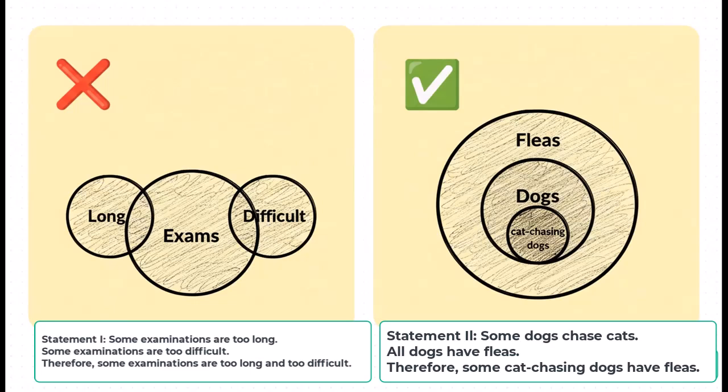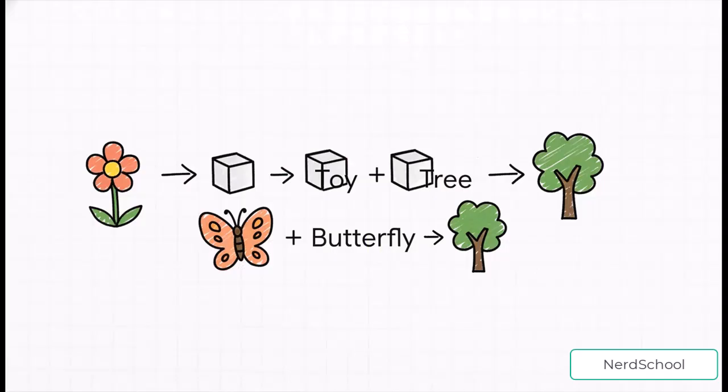Now look at statement 2. We know all dogs have fleas, so the dog circle is completely inside the flea circle. And we also know some of those dogs chase cats. Well, since those cat-chasing dogs are still dogs, they have to be inside that flea circle too, so that conclusion is absolutely 100% valid. See?